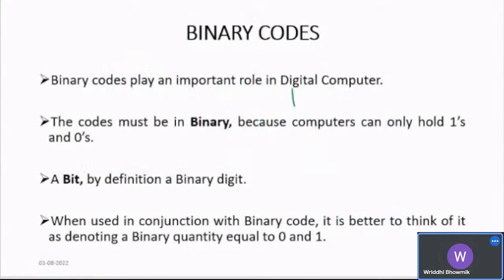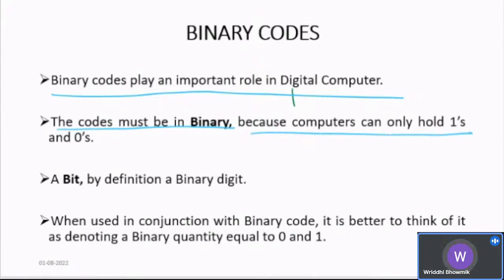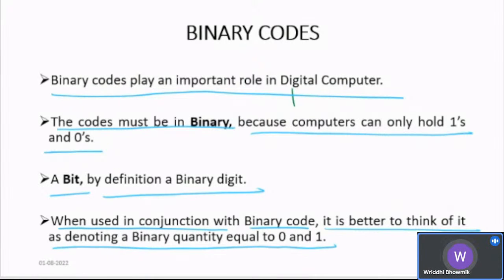Now, binary codes. The binary codes play an important role in digital computers. The codes must be in binary because computers can only hold ones or zeros. A bit, by definition, is a binary digit. When used in conjunction with binary code, it is better to think of it as denoting a binary quantity equal to 0 or 1.